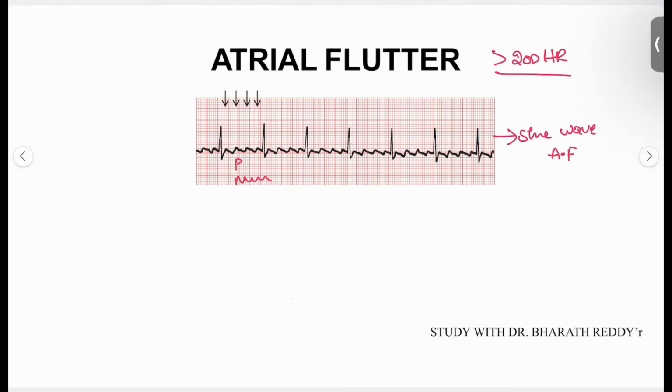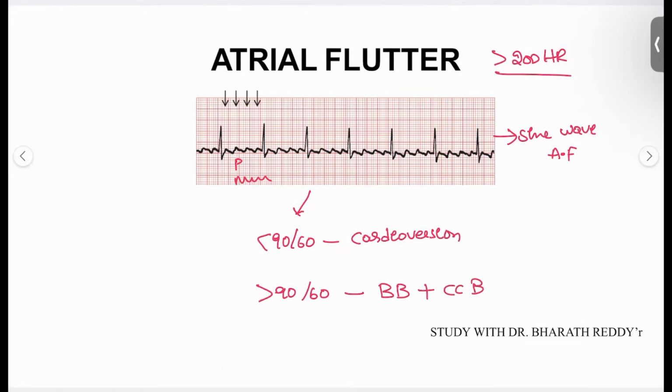What we can do for this patient is that when the patient is having less than 90 by 60, the patient is unstable, then you can go for the cardioversion. But if the patient is normal, the patient vitals are stable, then you can go for the beta blockers. Okay, you can give the beta blockers for this patient. That will be supportive treatment for this patient. Atrial flutter will be decreased, or you can also start the patient on the calcium channel blockers. So these are the only two treatments that we can give.